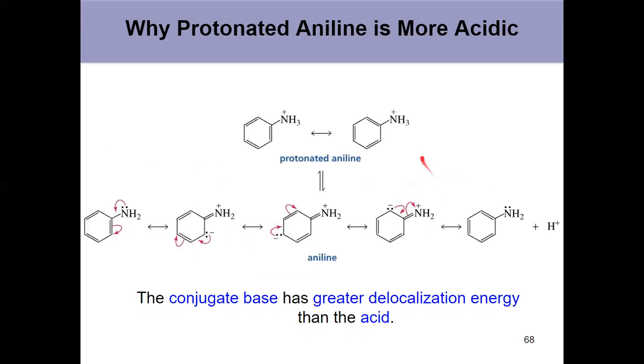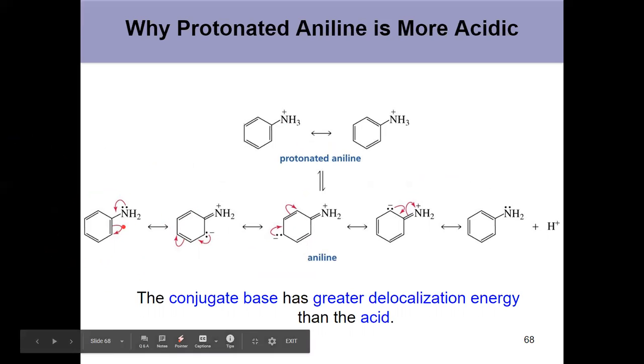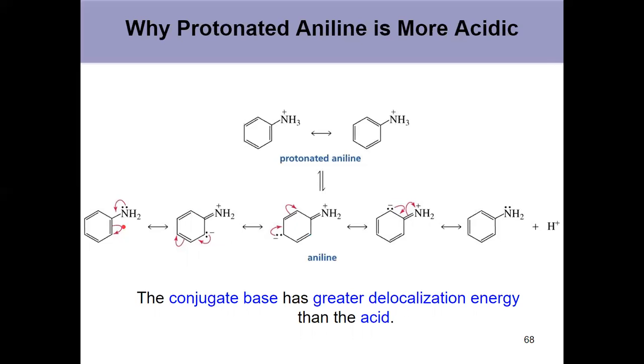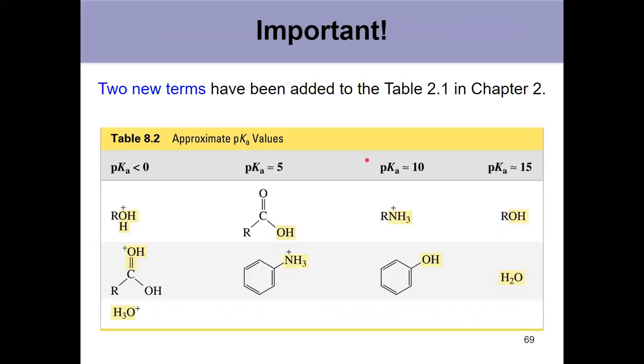However, protonated aniline becomes aniline after losing a proton. This is aniline, by the way, a benzene ring with an NH2. A benzene ring with an OH is called phenol. A lot of those one-substituent benzenes have special names, so you want to get used to using those. Aniline down here again has 5 resonance contributors, more resonance contributors than protonated aniline did, so the conjugate base has a greater delocalization energy, which is why protonated aniline is acidic. So we can put those two on our table from chapter 2.